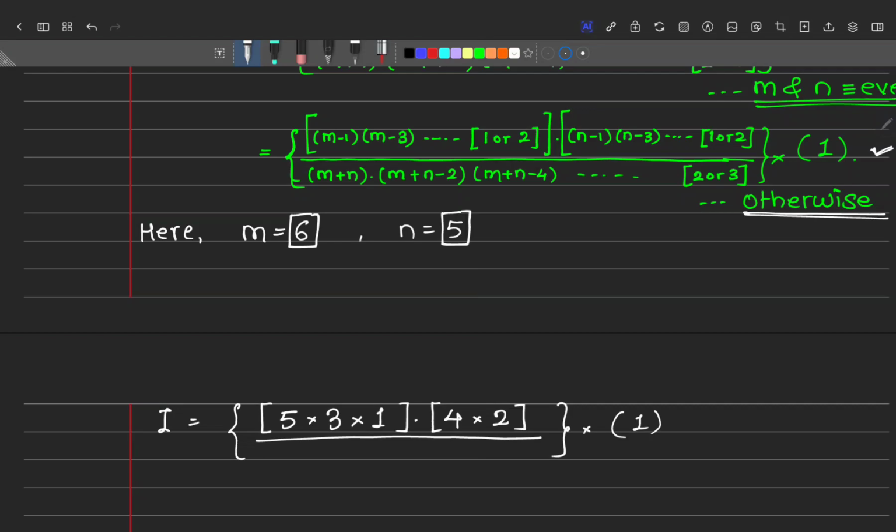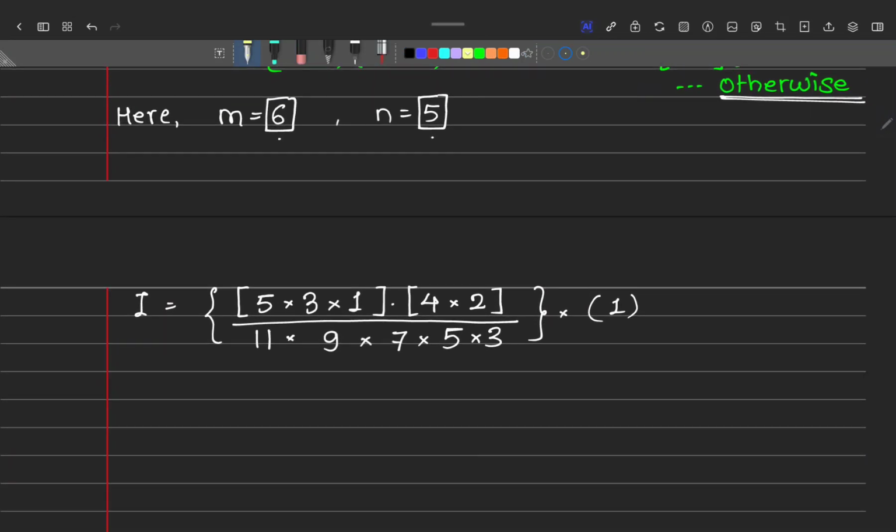Okay, in the denominator, we start with m plus n. So what do we get in m plus n? 6 plus 5 will be 11. 11 is an odd number, so we take the product of all odd numbers from 3 to 11. That is 3 into 5 into 7 into 9 into 11. Now check. The number of terms in the numerator is 5. The number of terms in the denominator is also 5. It means our formula is correct and we have done the correct substitution.